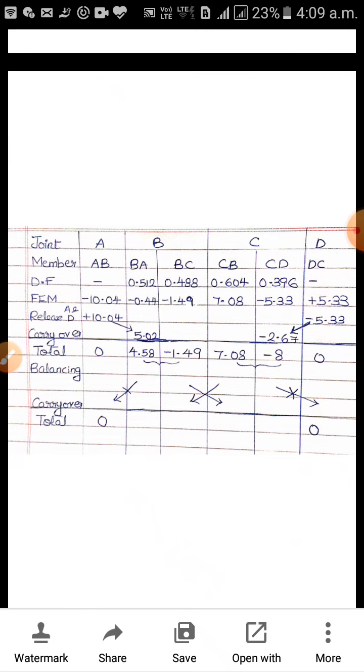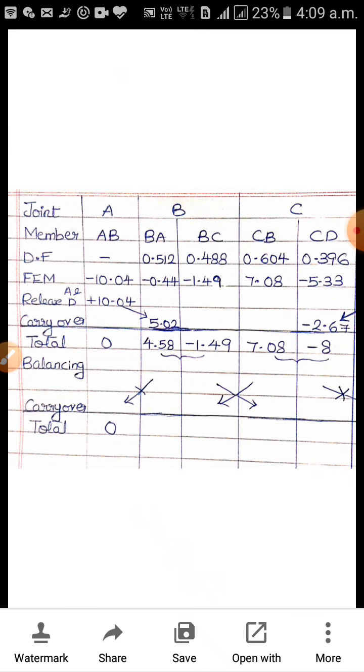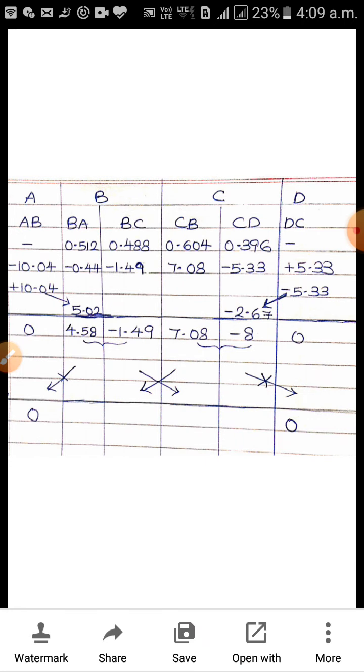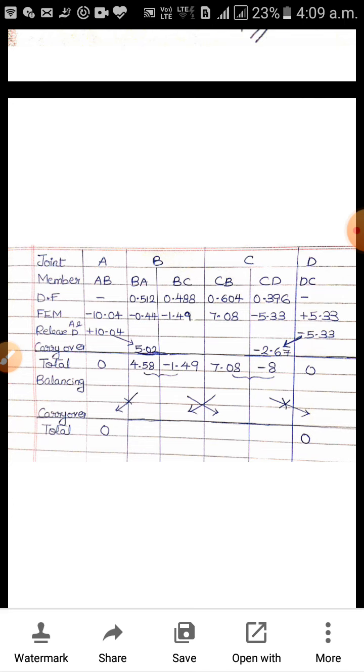See here, release A and D. If you put plus 10.04, it will be equal to 0. Similarly here, plus 5.33, how to make it 0? Minus 5.33. So that is the release. Release or balancing should always be followed by carryover. What is carryover? Carry over to the next support.